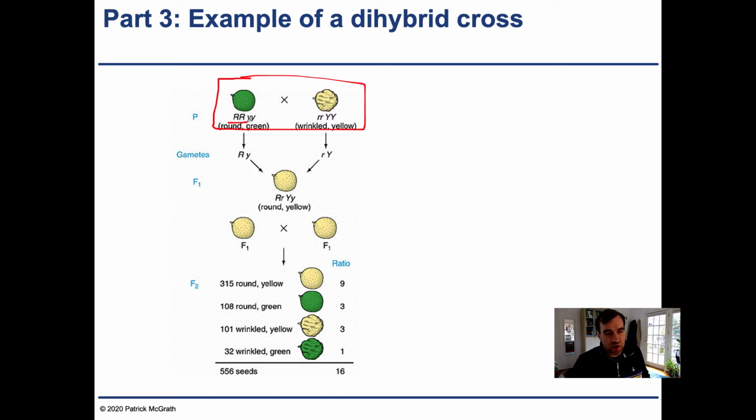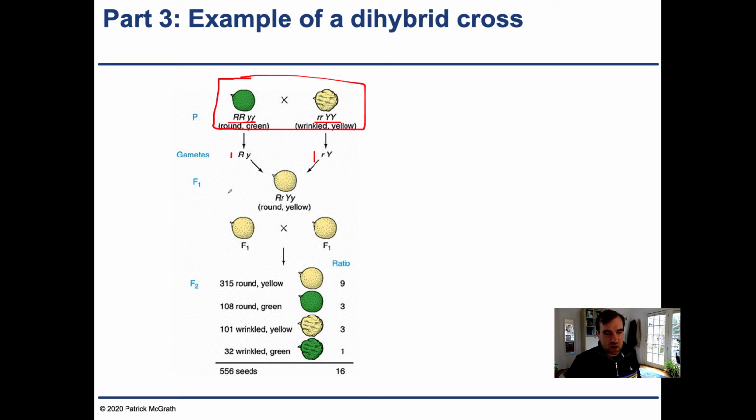Again, they're true breeding, and true breeding just means that they are homozygous. Based upon our knowledge of which one is dominant and which one is recessive, we have indicated that on the genotype information here. The green is the recessive trait, and the round is the dominant. So this individual can only produce one type of gamete, a big R and a little y. It only has one version of the R gene and one version of the Y gene. This individual can also only produce one type of gamete, the little r and the big Y.